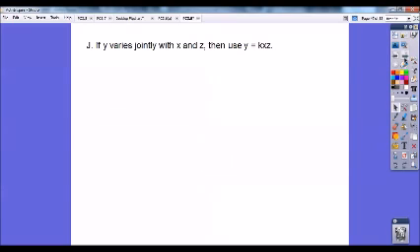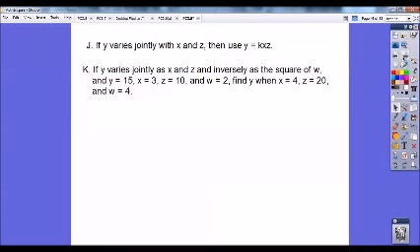Okay? Jointly means if y varies jointly with x and z, then you use y equals, it's just like direct variation, you guys. Jointly means direct, except it's direct with a couple of things. So y equals kxz. All right, let's try one of these with these little guys here. So if y varies jointly as x and z, and inversely as the square of w, and y equals 15, x equals 3, z equals 10, w equals 2. That's a lot. Find y when x equals 4, z equals 20, and w equals 4.